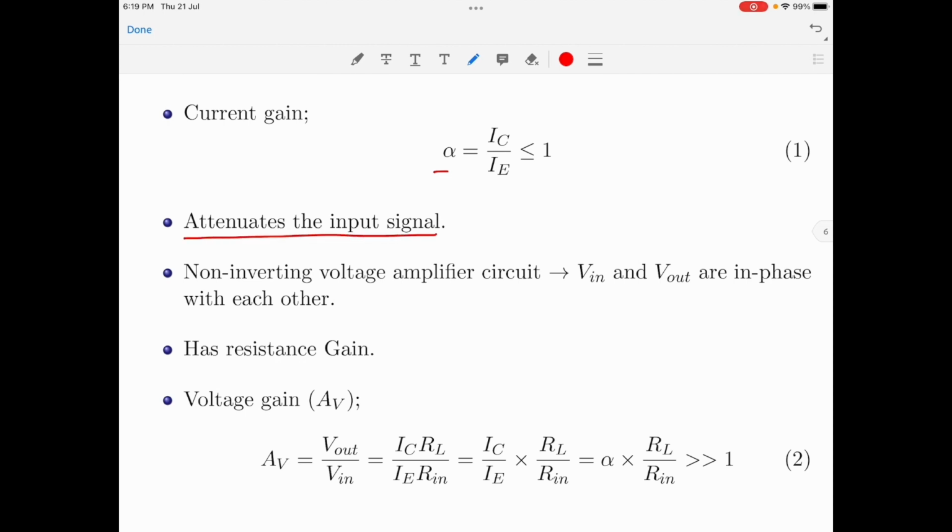Also, this particular configuration is a non-inverting voltage amplifier circuit. That is, the input and output voltages are in phase with each other. Since the value of the output resistance, which is RC, is greater than the input resistance, which is RE, we say this type of configuration has a high resistance gain. And lastly, talking about the voltage gain, we find that the common base configuration has a very high voltage gain. It is because of this unusually high voltage gain characteristic that the common base is not used in most of the practical applications.